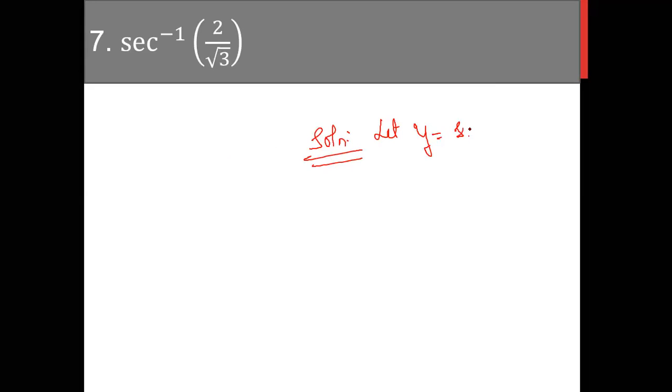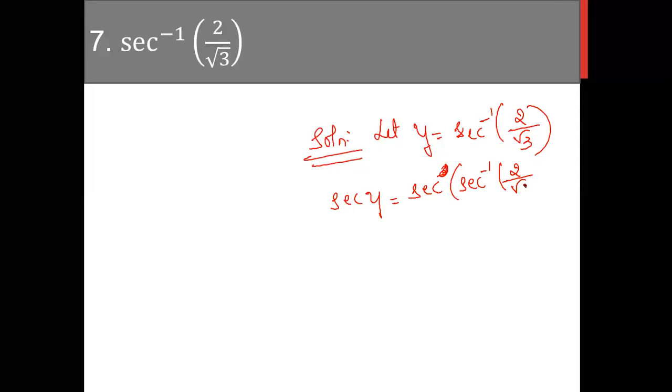So it is secant inverse of 2 by root 3. So what happens? Apply secant both the sides. So it becomes secant of secant inverse 2 by root 3. Again, secant of secant inverse is 2 by root 3.